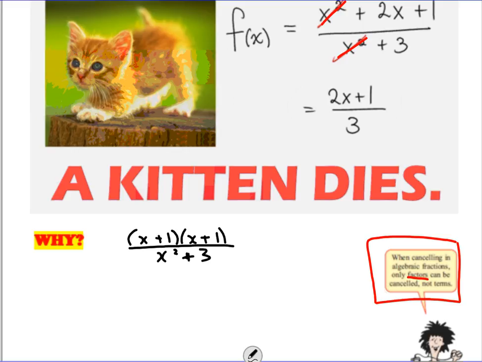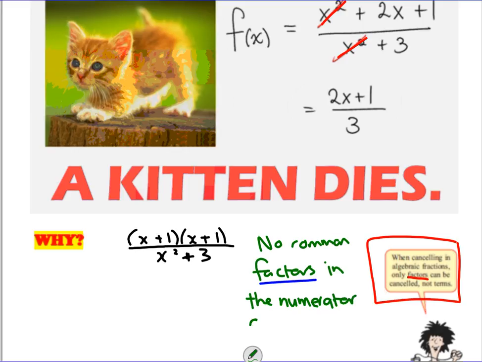Are there any common factors? No, there's not. There's x plus 1 in the top, but there's not an x plus 1 in the bottom. So we can't actually simplify this. So no common factors. Specifically the word factors, we're not talking about common terms. To be able to simplify, there need to be common factors in the numerator and denominator.